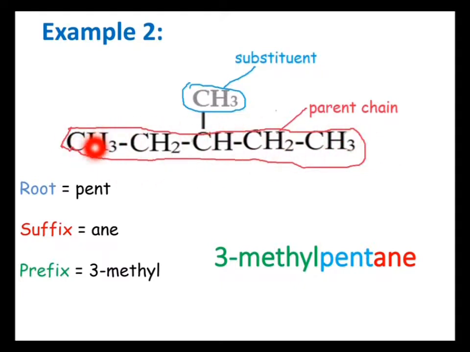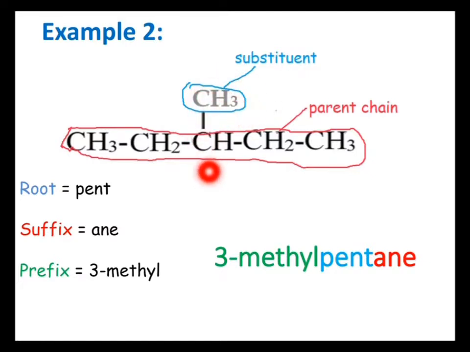This straight chain, which has 5 carbon atoms, is our parent chain. So you first name your parent chain. It has 5 atoms, so it's going to be what? Pent and ane, pentane. So here you have it, pentane. Then you move on to your substituent. Our substituent once again is CH3, and the name for CH3 is what? Methyl.